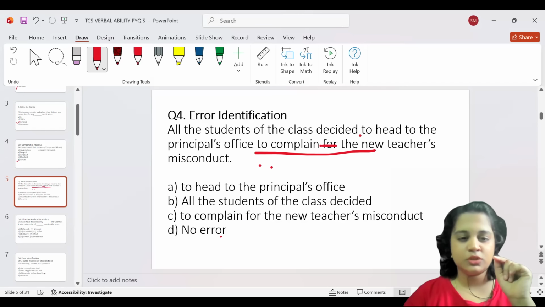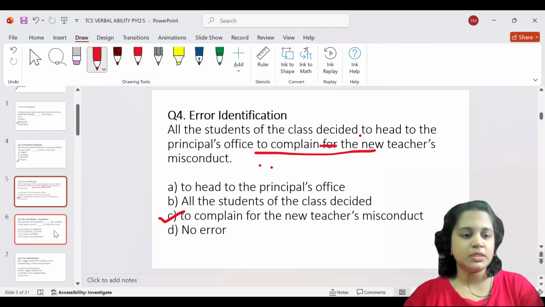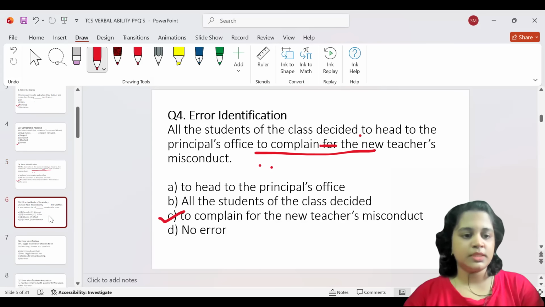So let us look into the options to pick the most correct one. I see only one option with the word complain here. To complain for the new teacher's misconduct, right? So this is the part of the sentence that has an error. Yes. So let us go to the next one.